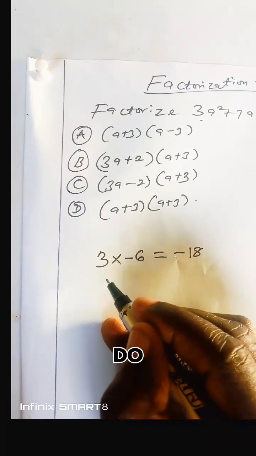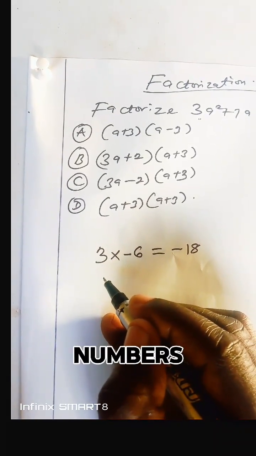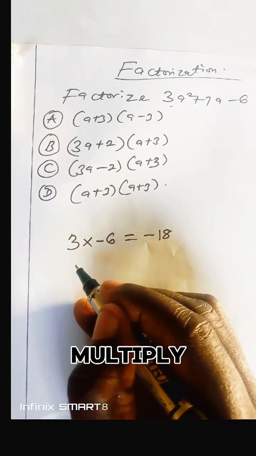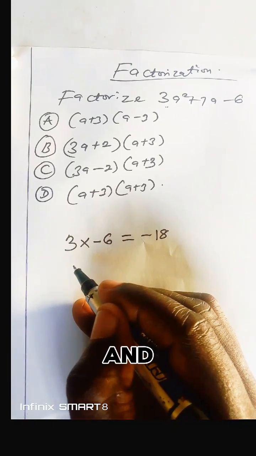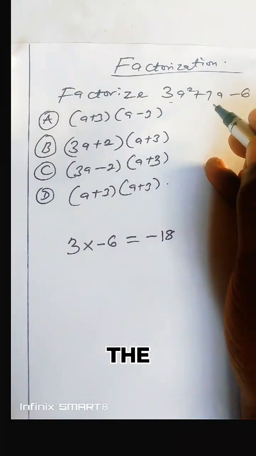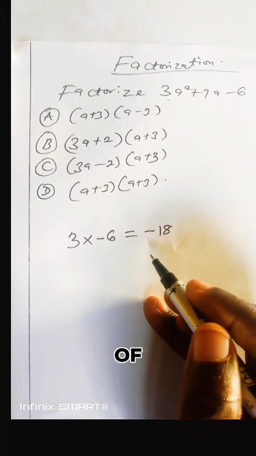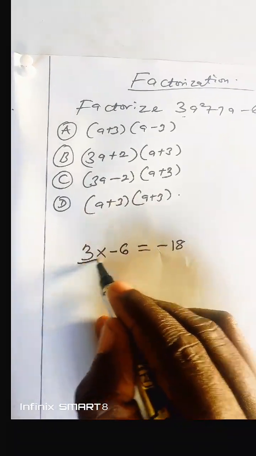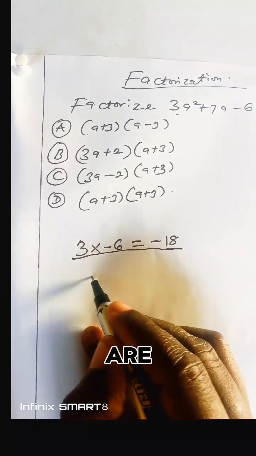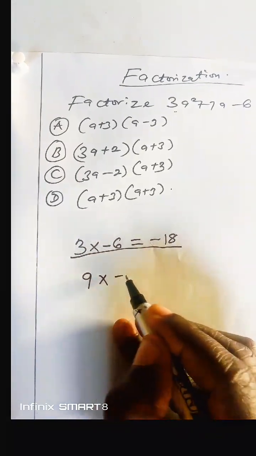So what's the next thing to do? We are going to think of two possible numbers that when we multiply, we get minus 18, and when we add them, we should get plus 7a, the one at the middle here. So what two possible numbers can we think of? It is not 3 and minus 6. So the two possible numbers that I can think of are 9 and minus 2.